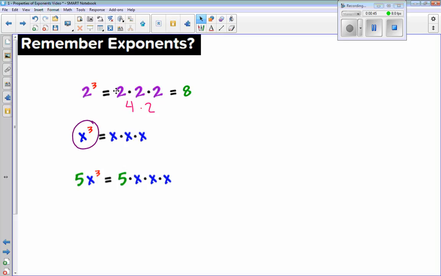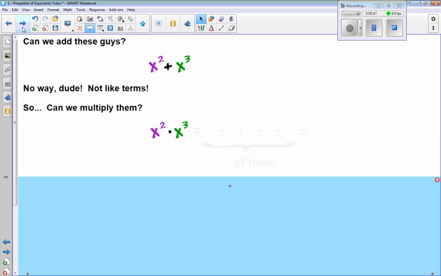Alright, now let's get to some algebra. Okay? The question here is, can we add x squared and x cubed? Hopefully you guys remember from older units that we can't because they are not like terms. In this unit, we're going to talk about multiplying them, though.